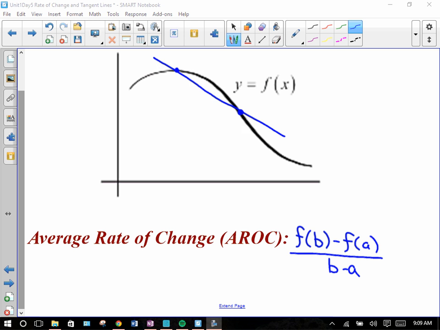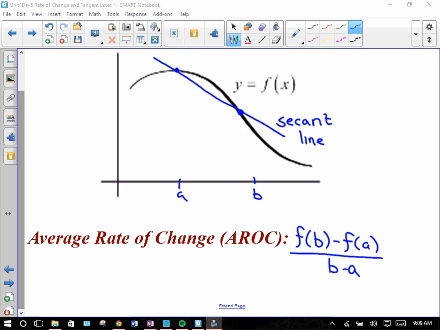One thing I didn't mention on Monday is that this line that crosses through a function in 2 different places is called a secant line. This is what we call the average rate of change because it's not the exact slope. This gives us the slope of this line, which is sort of the average slope of this function between point A and point B.